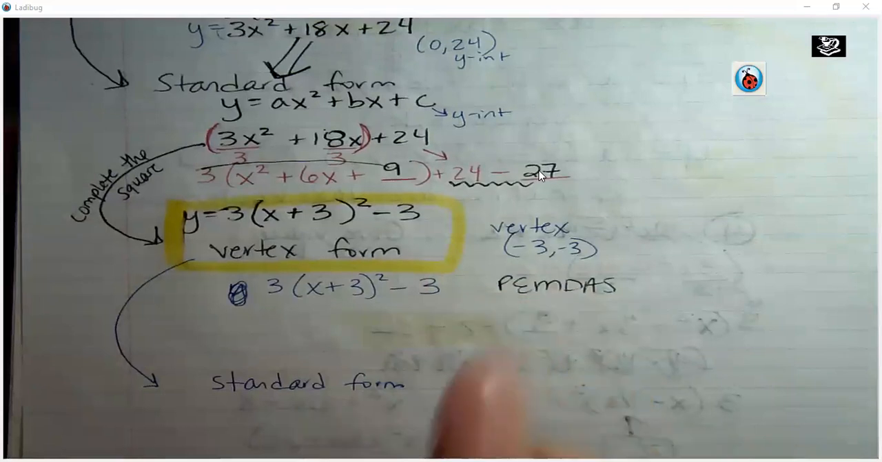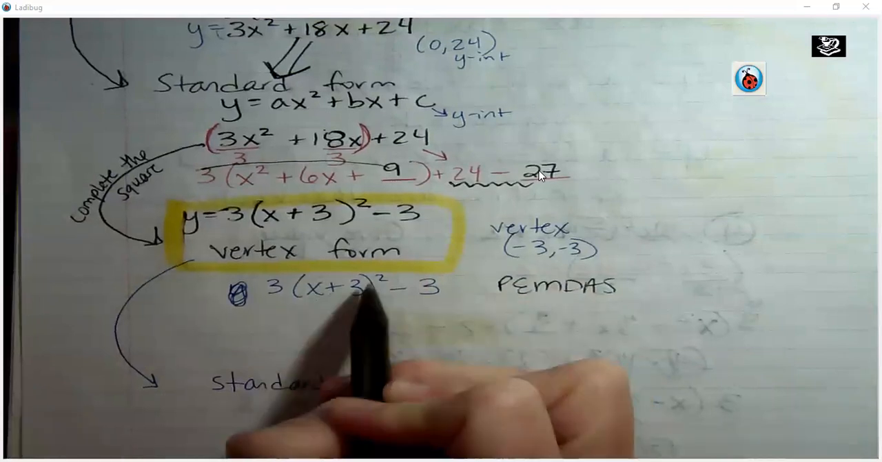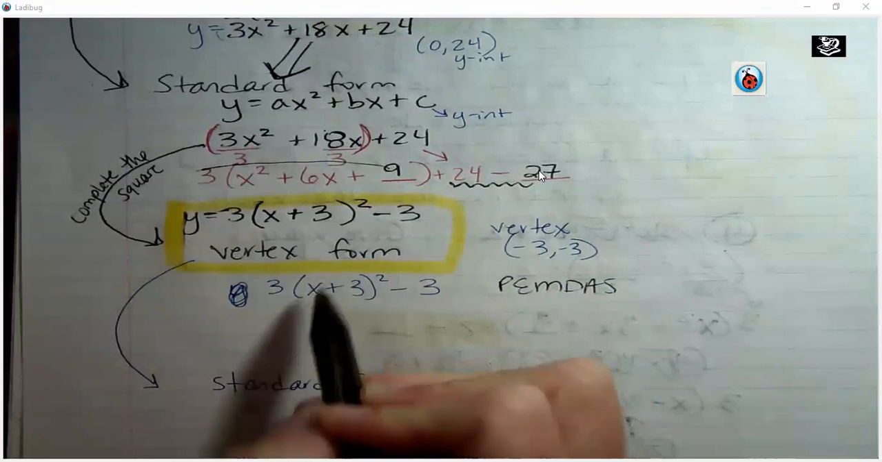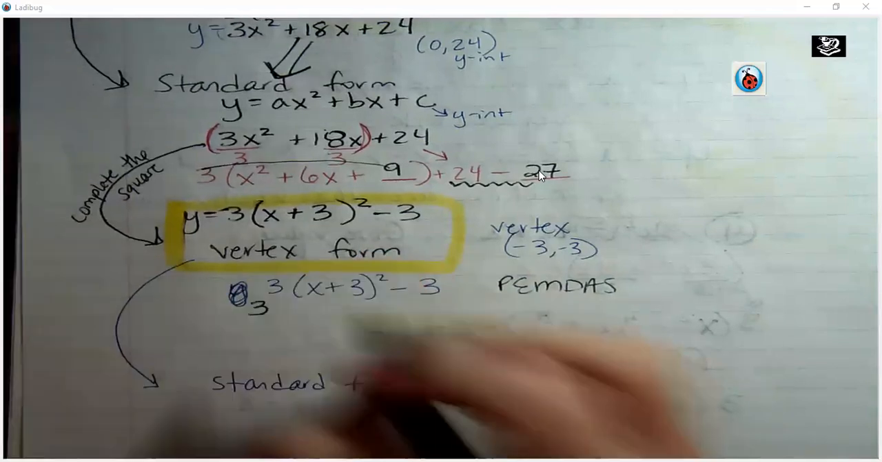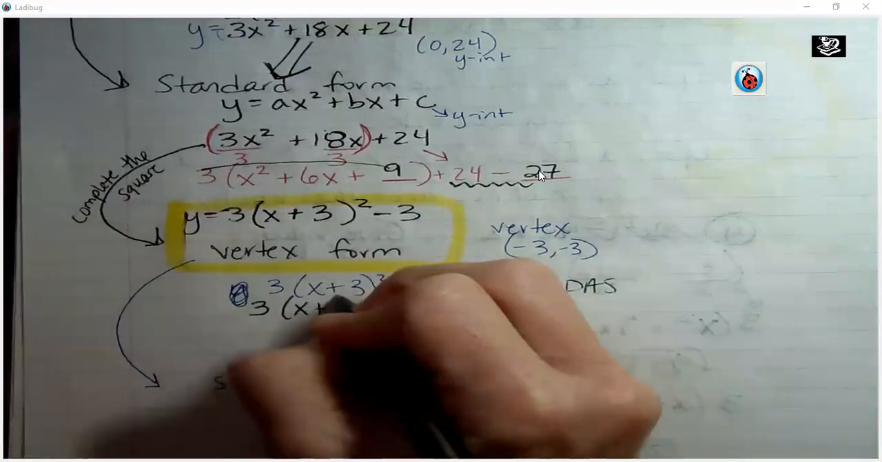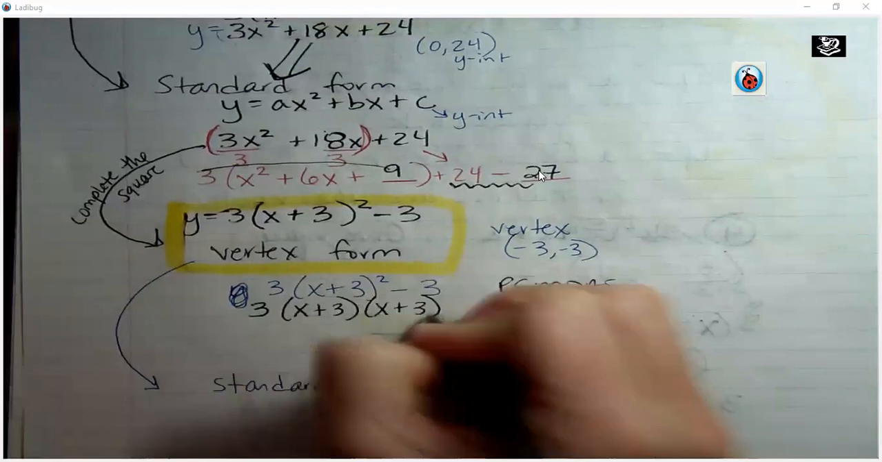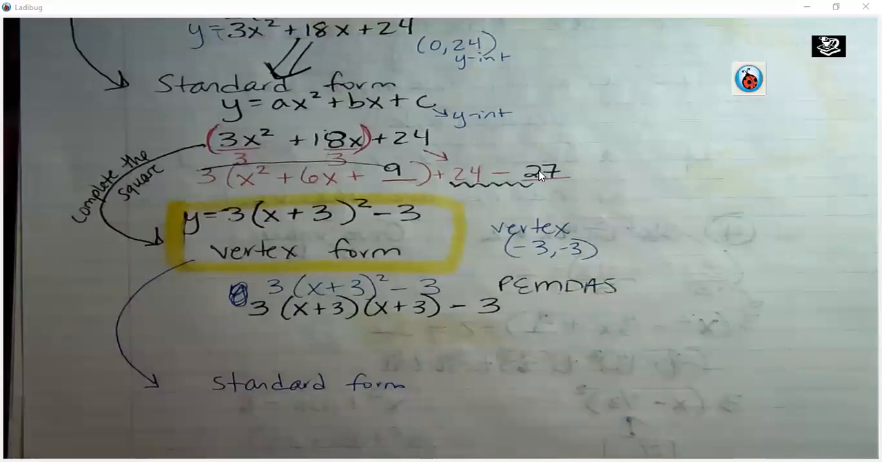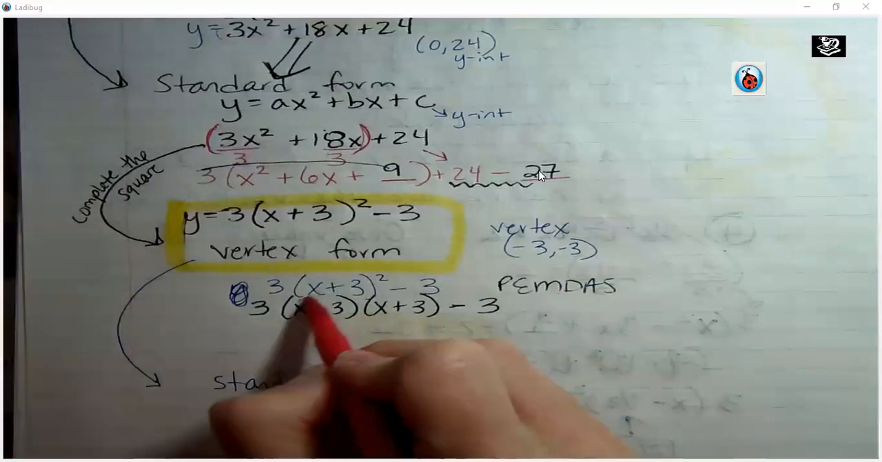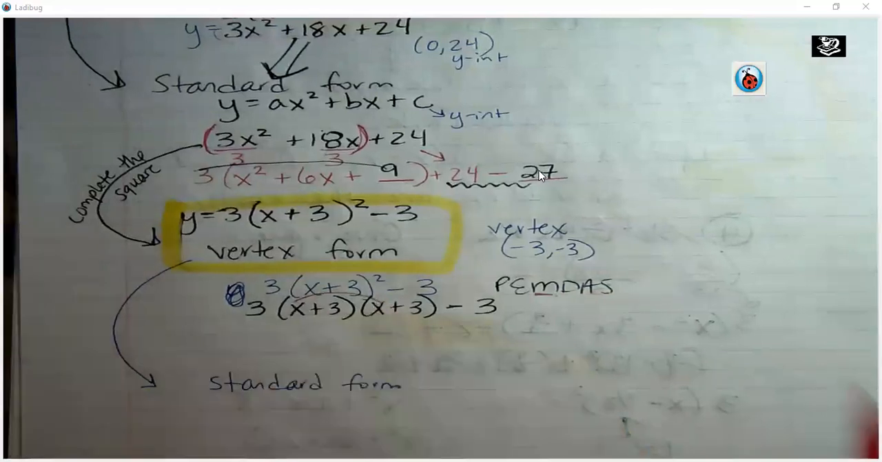So I have x plus 3 squared. Does anybody remember what you have to do with this, the x plus 3 squared? Write it twice. Very good, Addie. You have to write it twice. So I'm going to drop down the 3, and I'm going to do x plus 3 and x plus 3. I'm going to write it twice, and then drop down the minus 3. Then I'm going to do the lobster claw. All right, because you've got to multiply your parentheses next.